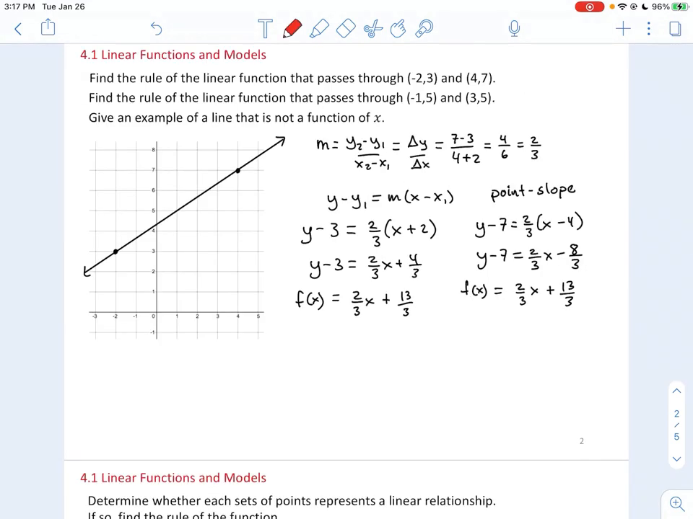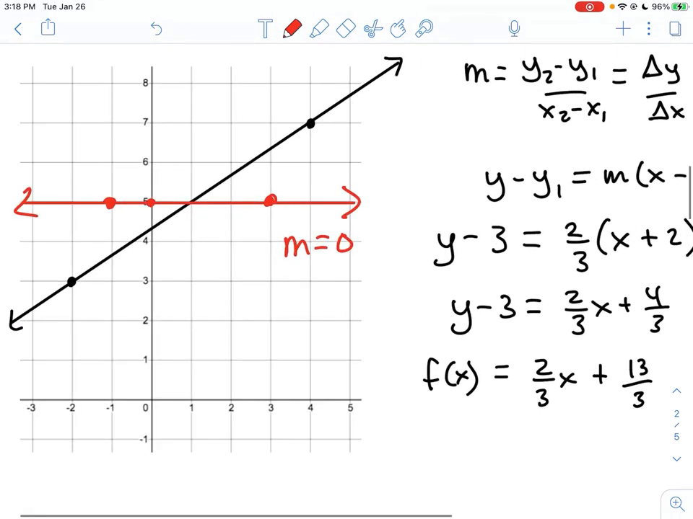Find the rule of the linear function that passes through negative 1, 5 and 3, 5. So we're looking for this line. Now those 2 points have the same height. So when you do your formula for the slope, I leave it to you to verify this, but you'll find that the slope is 0. All horizontal lines have slope 0. And we also happen to know what the y-intercept is going to be. It has to be 5 as well.